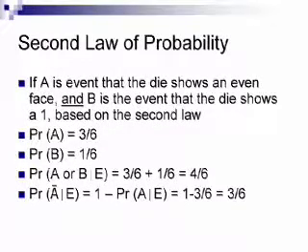If A is the event that the die shows an even face, and B is the event that the die shows a 1, the probability of A is 3 divided by 6, and the probability of B is 1 divided by 6. Therefore, the probability of a throw resulting in event A or event B is 3 divided by 6 plus 1 divided by 6, which equals 0.67.